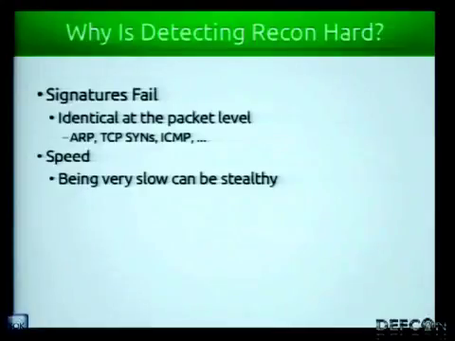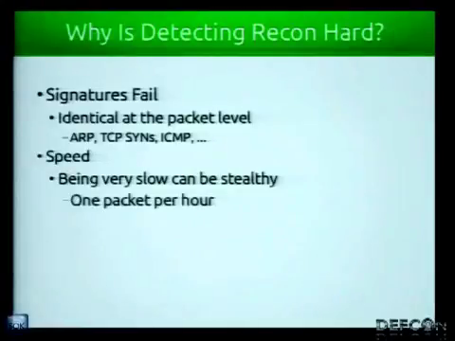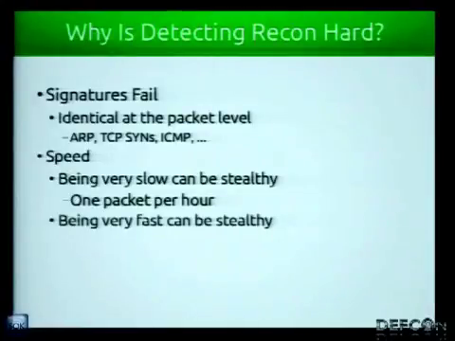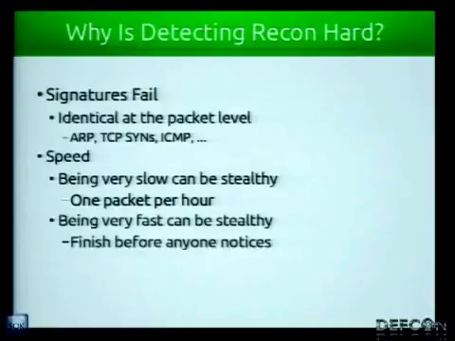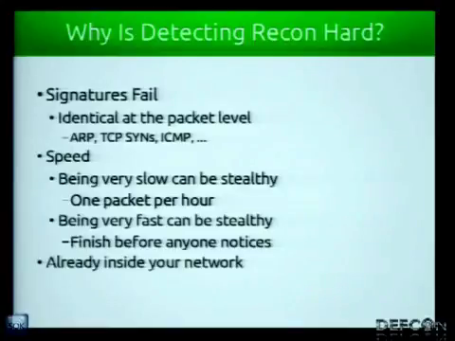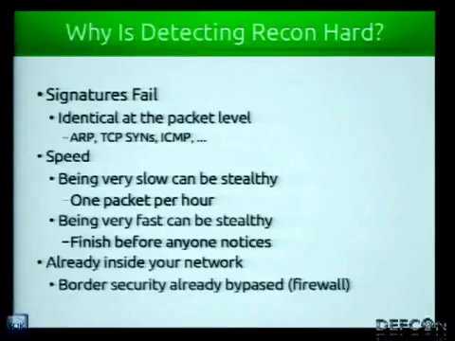Some other reasons it's hard is that speed is an issue. You can be really, really slow, and that can be stealthy. You can send a packet a day or something like that. Or you can be really, really fast and call that stealthy and just finish before anybody notices. There's not really any rhyme or reason; there's not any speed that reconnaissance has to be at. And also the guy is already inside of your network, so your border security is kind of completely pointless. Even if you had some awesome signatures at the firewall at the top of your network, it wouldn't be any good because the traffic is not going through that machine. So your border security is already bypassed.